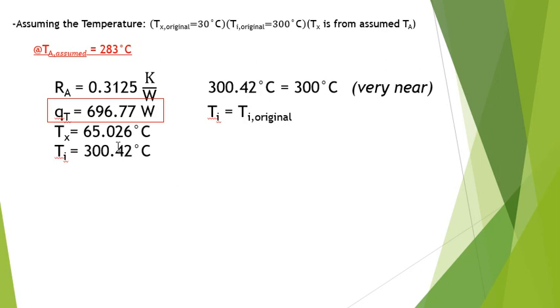And finally, when we assume 283 degrees Celsius, we came up with very near values of the temperature for both 30 degrees and 300 degrees Celsius, and therefore it is considered to be the right temperature for the wall, and the heat transfer computed using this assumed temperature will be considered the required answer for this problem, which is 696.77 watts.